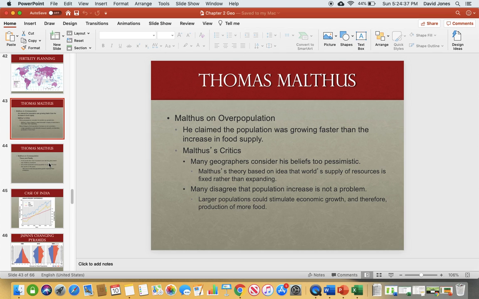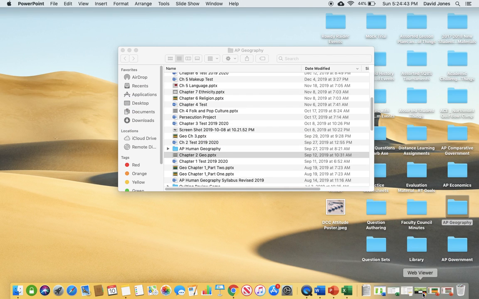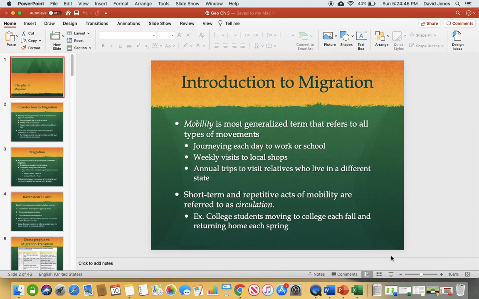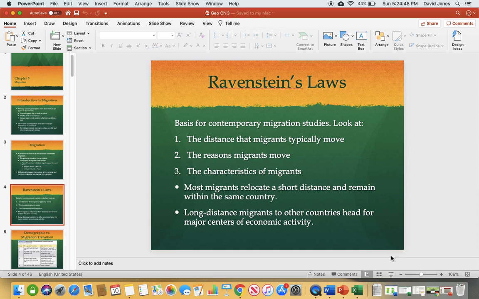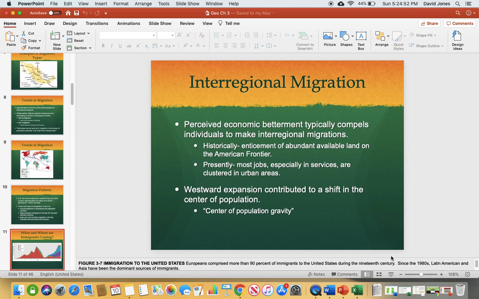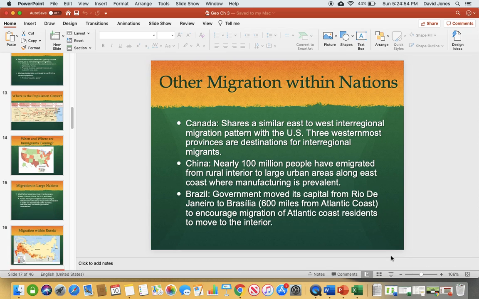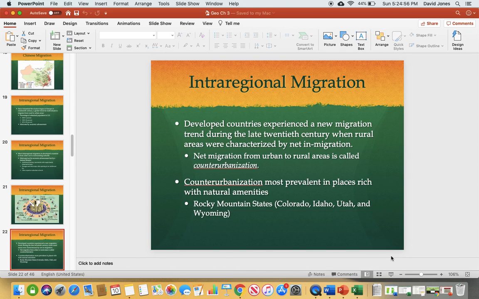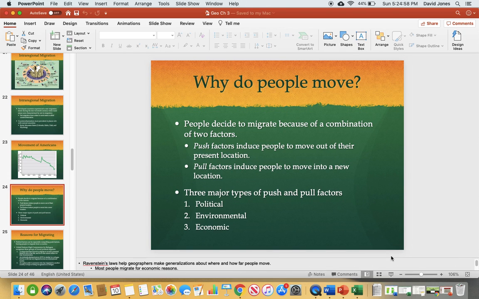Okay, the next set of laws I would like you to know are what are known as Ravenstein's laws. This goes back to chapter 3 when we talked about migration and the characteristics of migrants. I can summarize this. Obviously, when we talked about push and pull factors, that's some of the characteristics. So Ravenstein's laws basically looked at the characteristics of migrants.